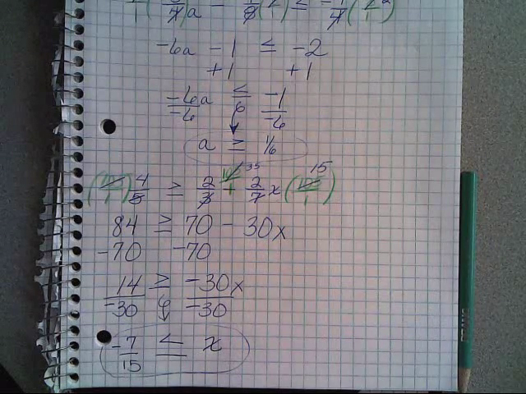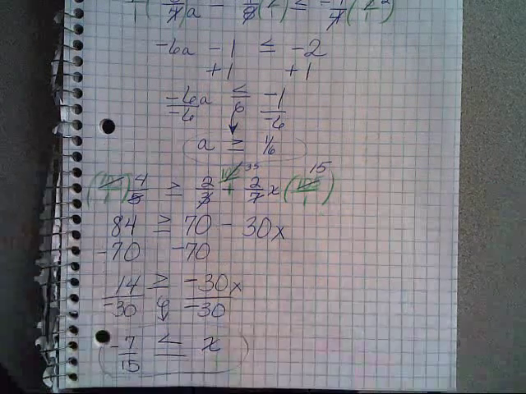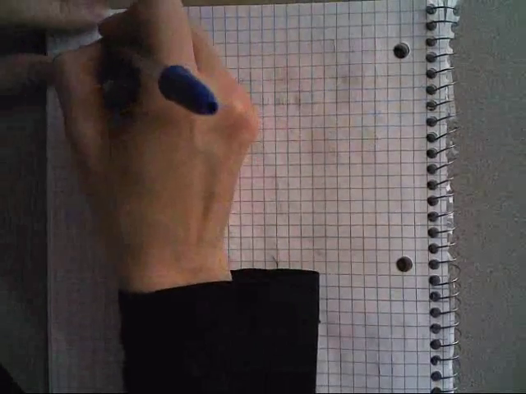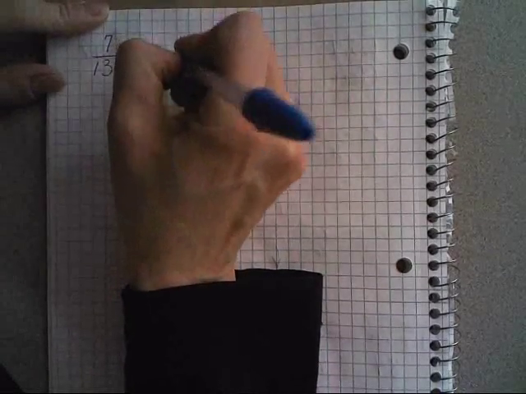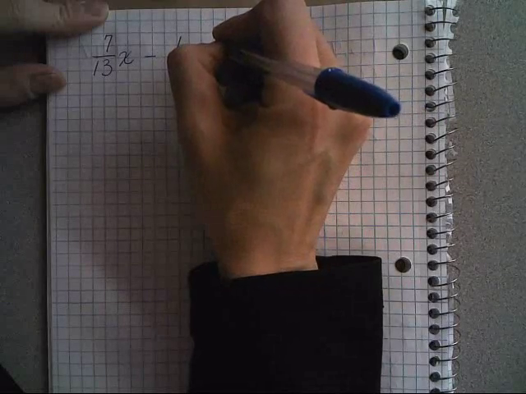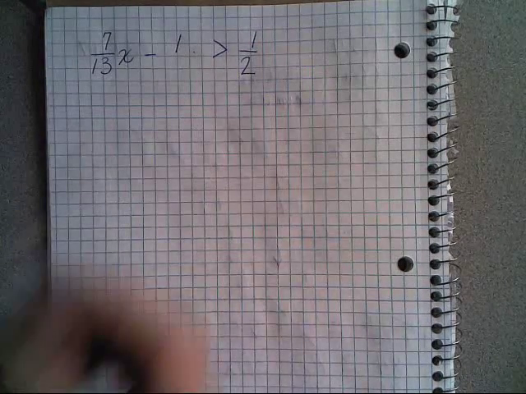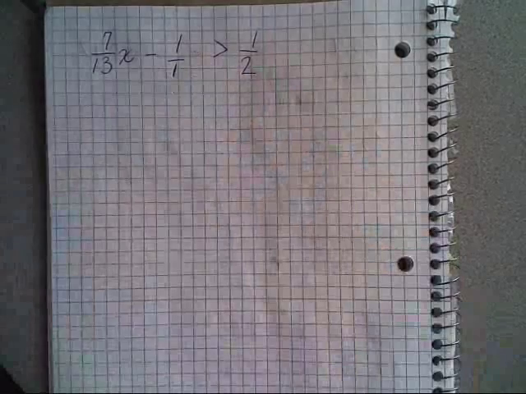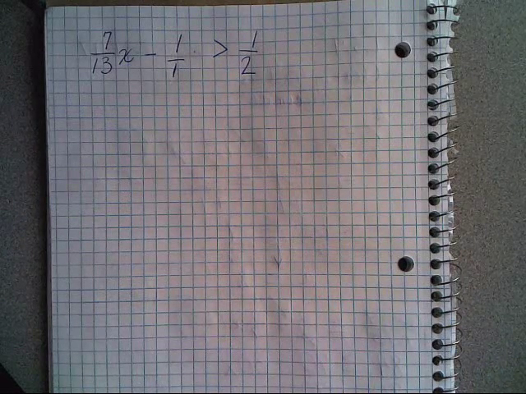We'll do one more. Just one more. Here we go. 7/13 x minus 1 is greater than 1/2. So that 1 is 1 over 1, right? Since you want to think about it as fractional, you can put that there. You don't need to if you don't need it, that's fine.